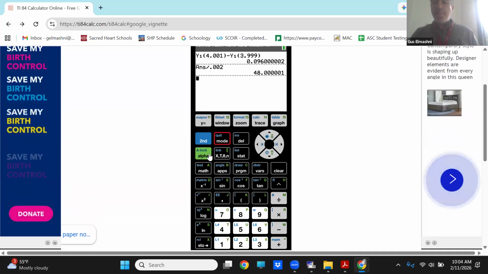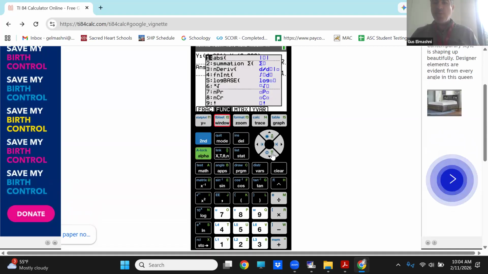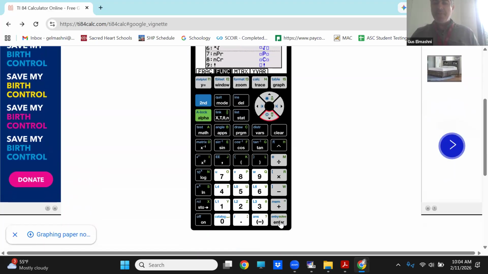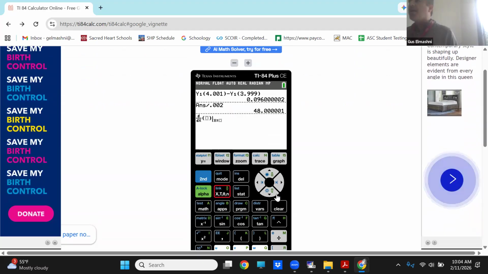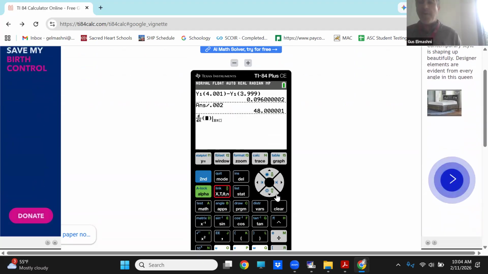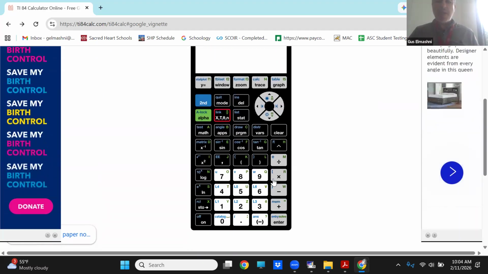Now, another thing to be mindful of too: this will lie to you big time. Let's say I want to find the derivative of 1 over x at x equals 0. Well, I know it's undefined at x equals 0, right? I know that. But here's what the calculator is going to tell me.